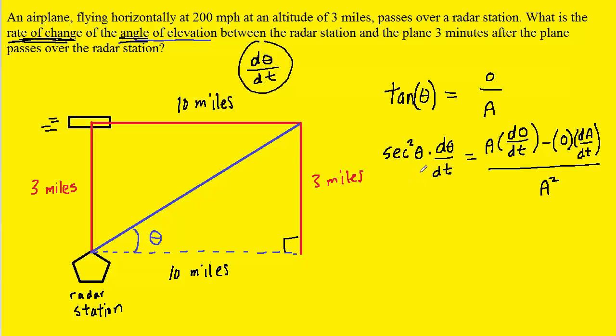Now, to solve this equation for d theta dt, what we can do is divide both sides of the equation by the secant squared of theta. And when we do that on the right-hand side, that's going to put the secant squared of theta in the denominator here. It'll cancel out on the left-hand side.